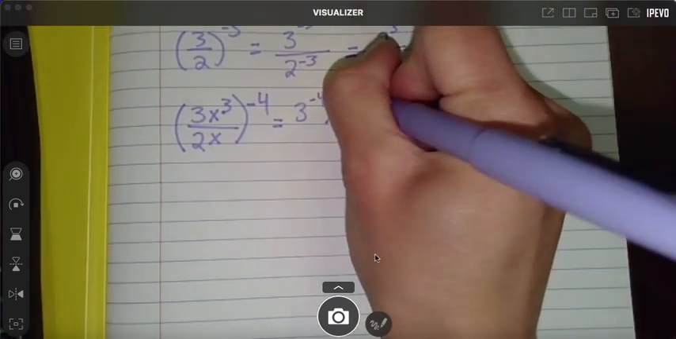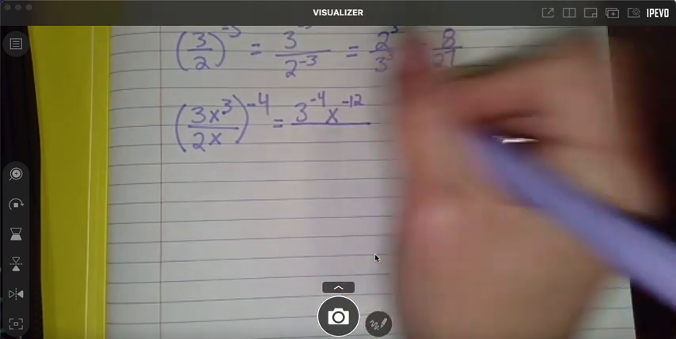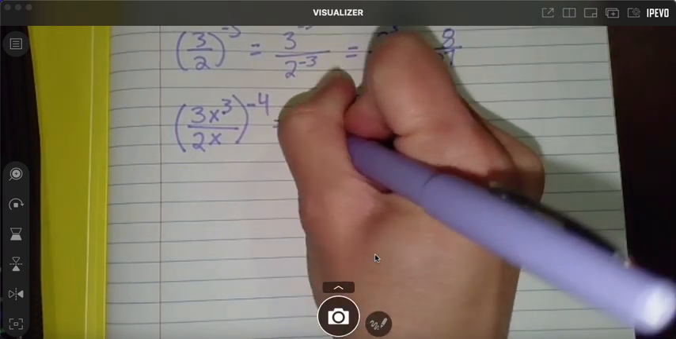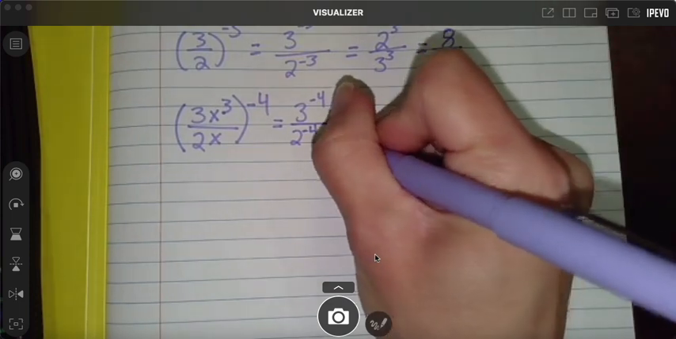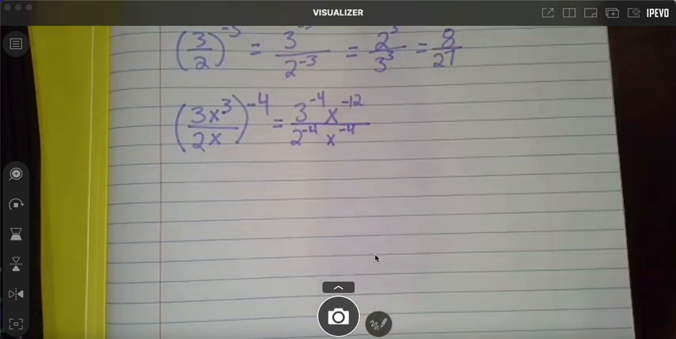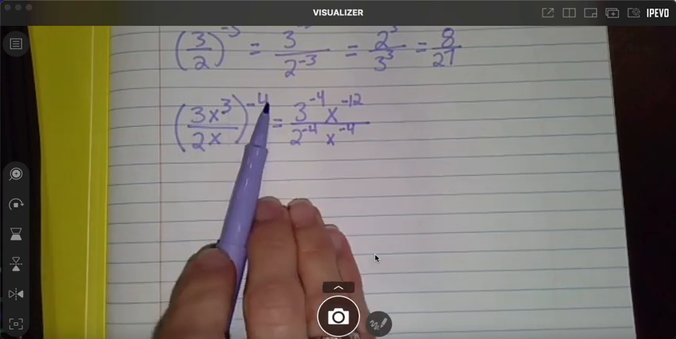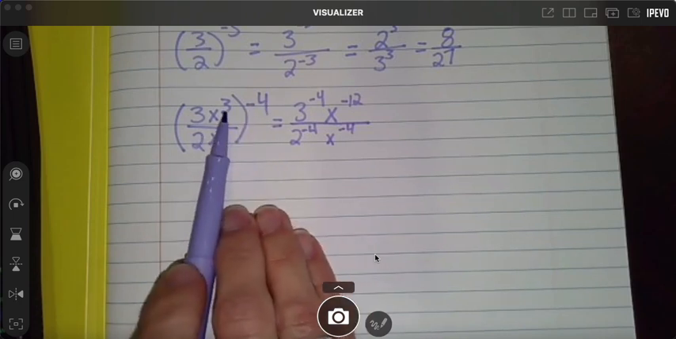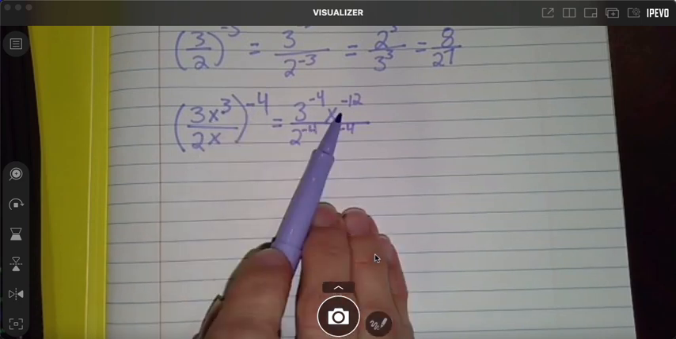X to the negative 12, 2 to the negative 4, and then x to the what? X to the negative 4. Any questions on that? Like how I got those exponents? Okay. All of them went to the negative 4th, but this one I did 3 times the negative 4, and it's negative 12.